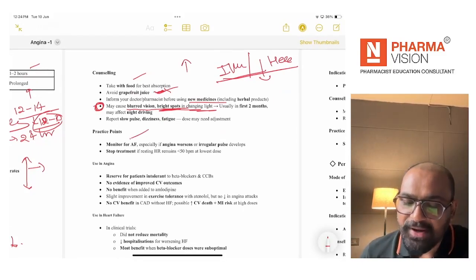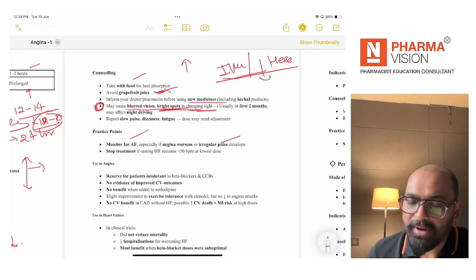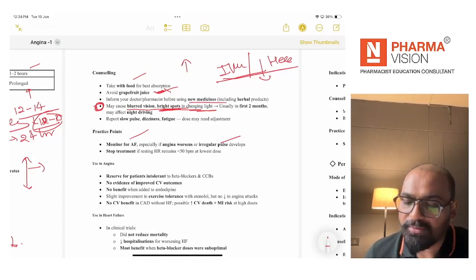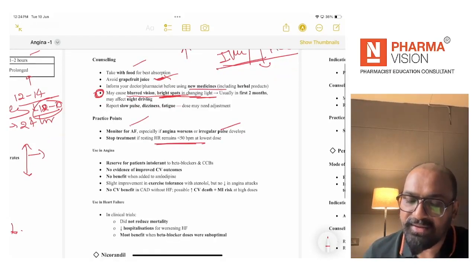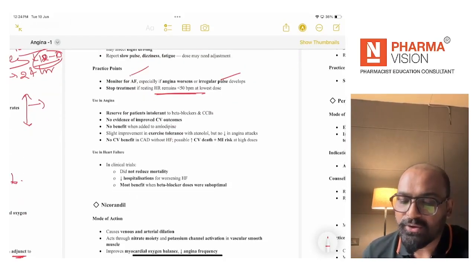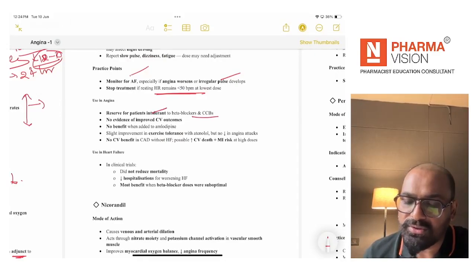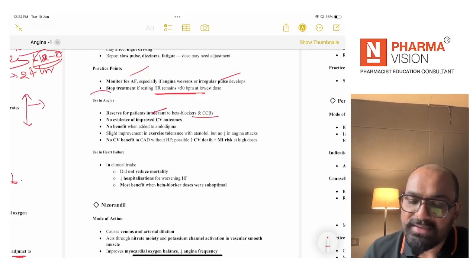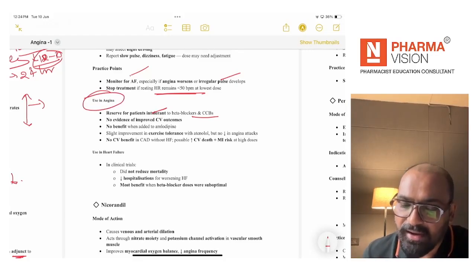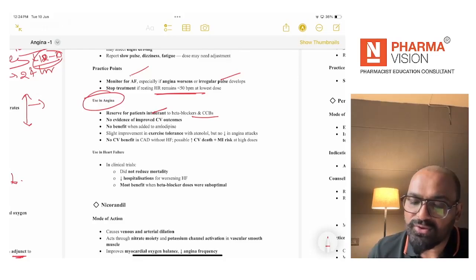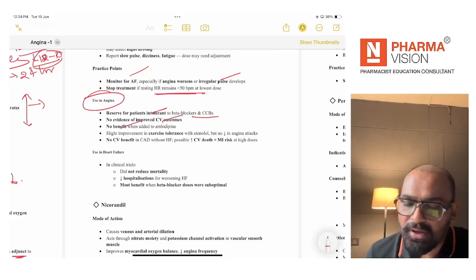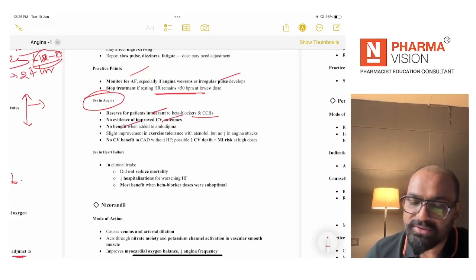This is self-explanatory. Monitor for atrial flutter because this is an arrhythmia. Irregular pulses. Also stop treatment if the heartbeat is less than 50. Reserved for the patients intolerant to beta blockers or calcium channel blockers. This is not considered a first line treatment. Okay, that medication is used as an adjunct therapy. No evidence of improved benefit over the other medications.